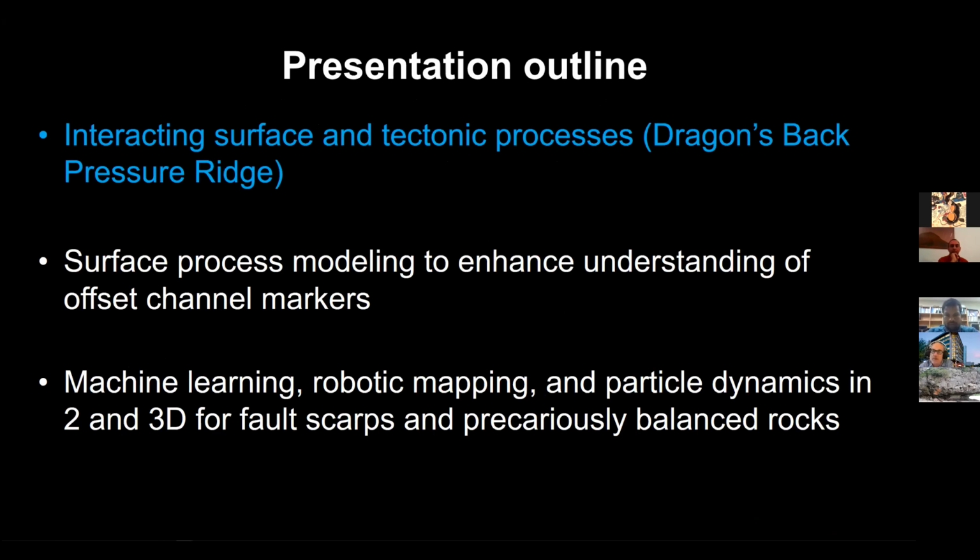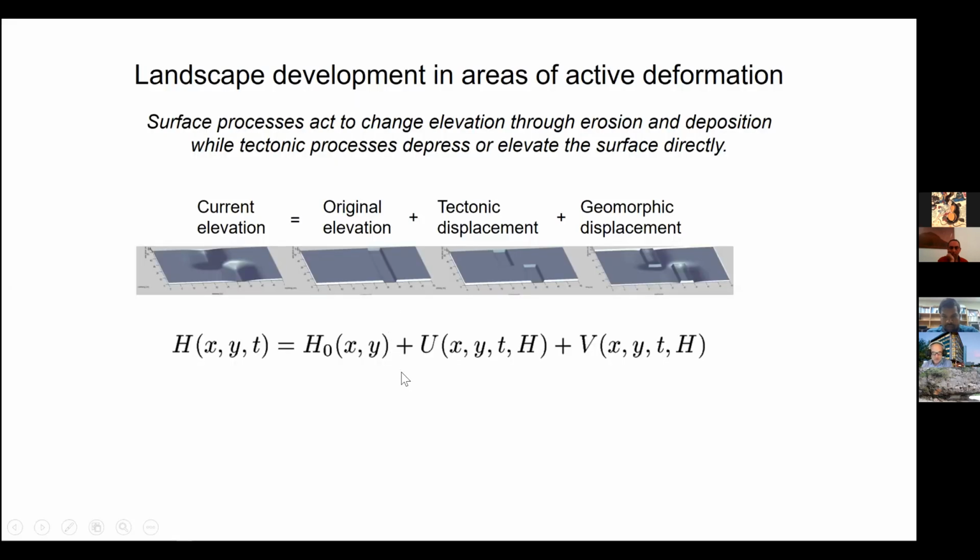The first of the things I'm going to talk about is interacting surface and tectonic processes, from maybe an old story from the Dragon's Back pressure ridge, but it reappears every now and then. The second topic is surface process modeling to enhance understanding of offset channel markers. And then the third one is machine learning, robot mapping, and particle dynamics in 2 and 3D for fault scarps and precariously balanced rocks.